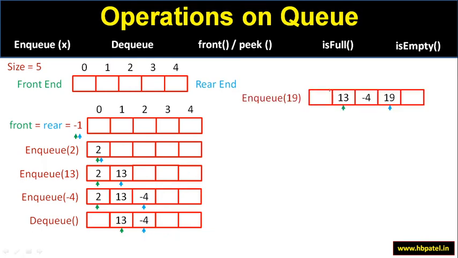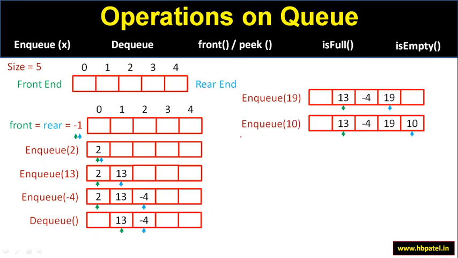Now let's say I wish to add 19. In this case 19 would go after -4. So now 19 is over here. So the situation is front is at 1 and rear is at 3, because the 0th location has already been vacated. Now what if I wish to insert 10? So 10 would go over here at the last position. So now front is still at 1 but rear is at 0, 1, 2, 3, 4. So rear is at location number 4.